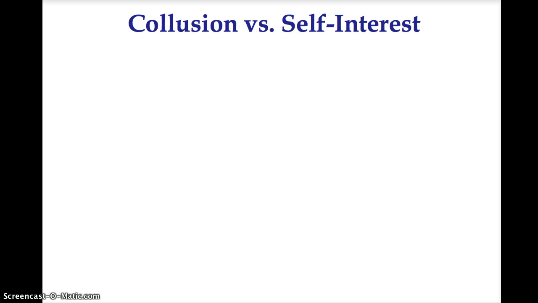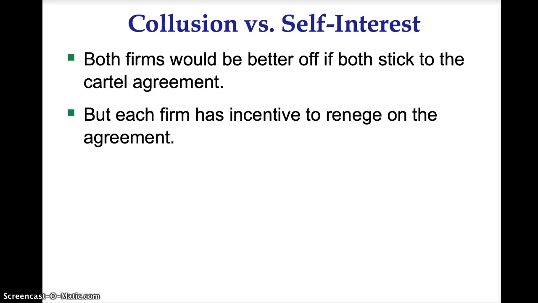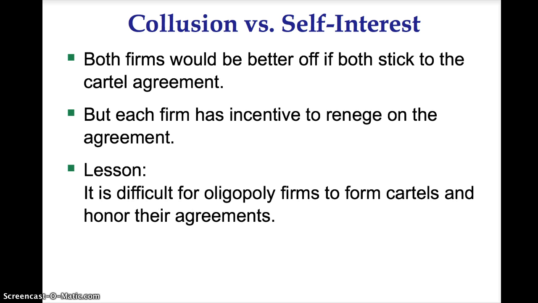Collusion versus self-interest. Both firms would be better off if both stuck to the cartel agreement. However, each firm has incentive to renege on the agreement. The lesson with collusion is it is difficult for oligopoly firms to form cartels and honor their agreements.